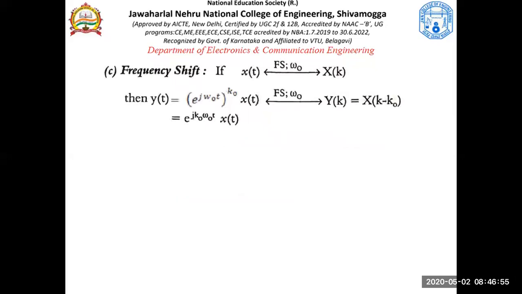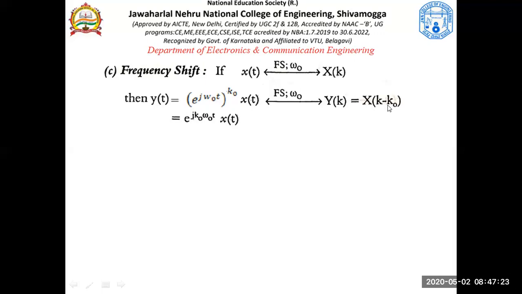I was telling you about it. In the previous case we have seen time shift. In this case we are seeing frequency shift. In time shift, x of t is the time domain signal and x of k is the frequency domain signal. So x of t was shifted in the time domain, whereas x of k has to be shifted in the frequency domain. So this is frequency shift. k is the frequency here, so that needs to be shifted. See here, k is being shifted.